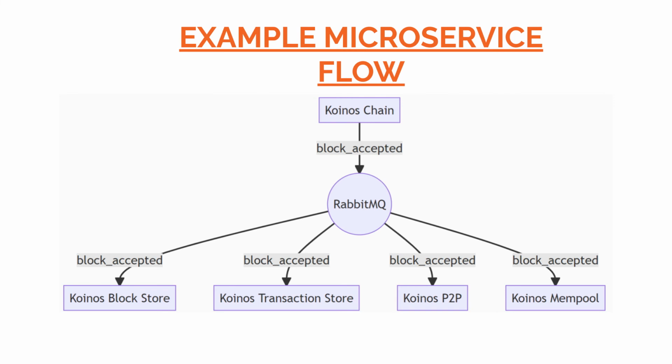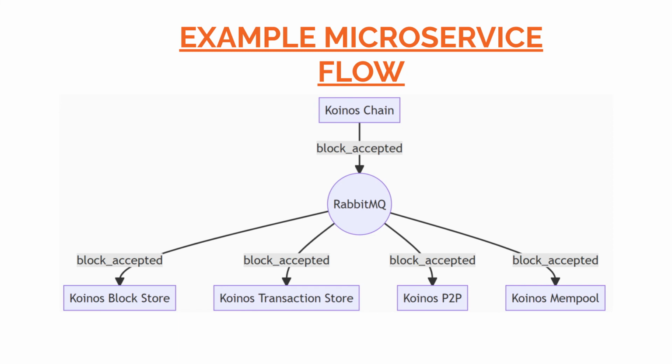So here's an example of a microservice flow. The Koinos chain microservice has announced that a block has been accepted. The messaging queue receives this information, and it begins to broadcast that information to the correct microservices that need to know that piece of information. Once the Koinos block store knows that the block has been accepted, it can store that block so that other nodes can use that block to build their own chain and sync up.